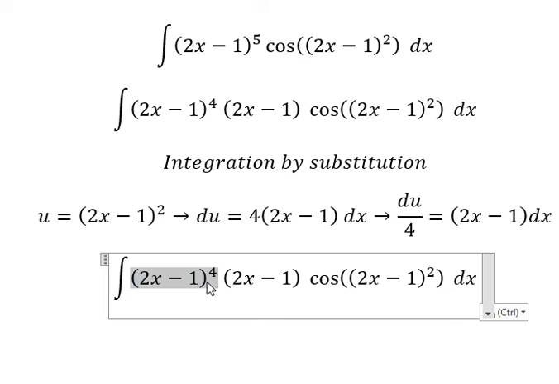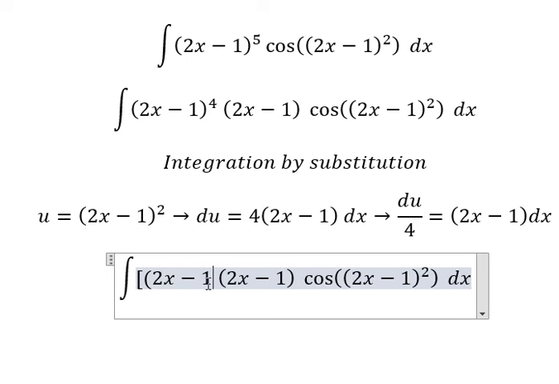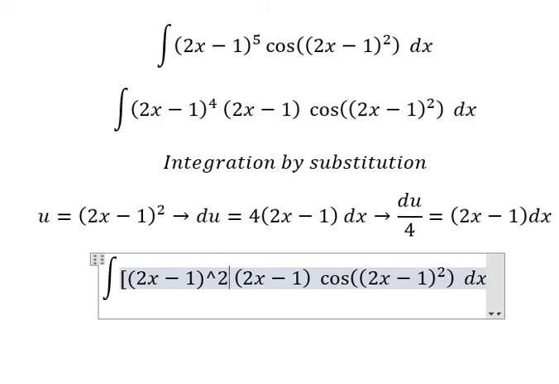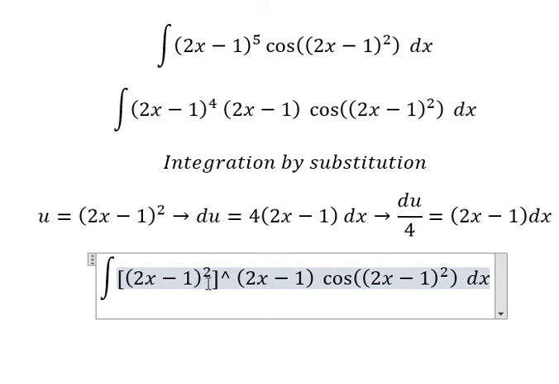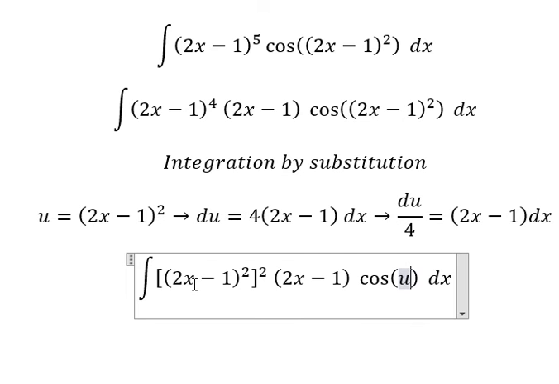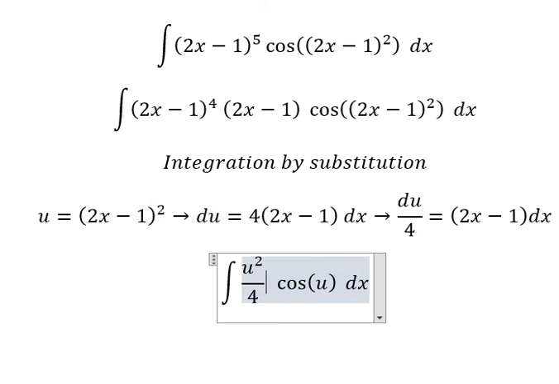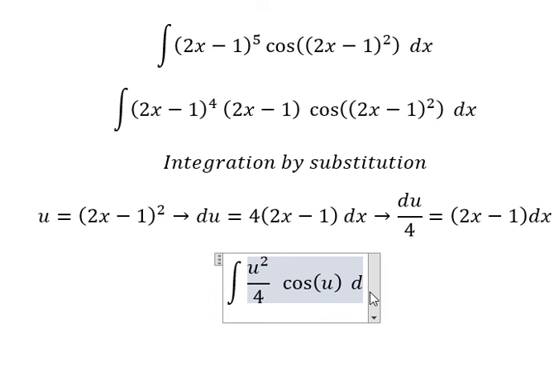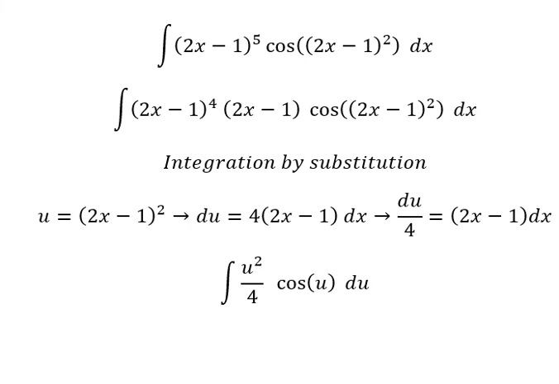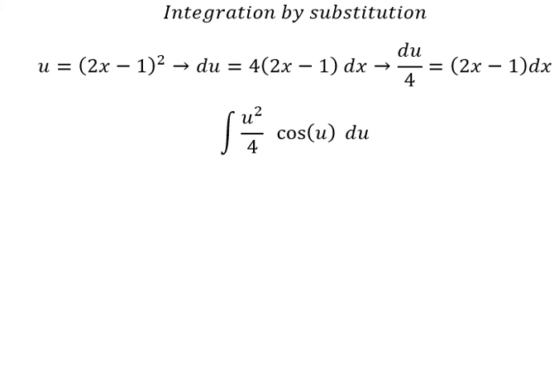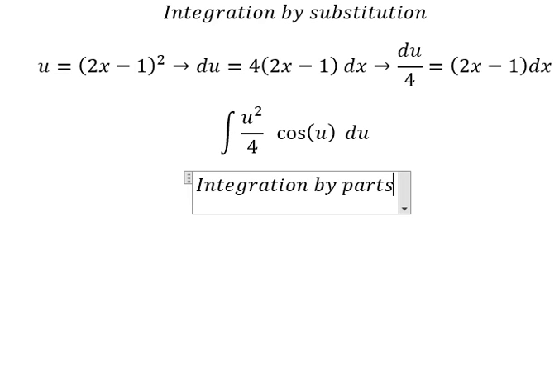So this one, that is 2x minus 1 to the power of 2, everything to the power of 2. This one here we change for u. This one we change for u. The 2x minus 1 dx, we change for this one. Now, we can use integration by parts.